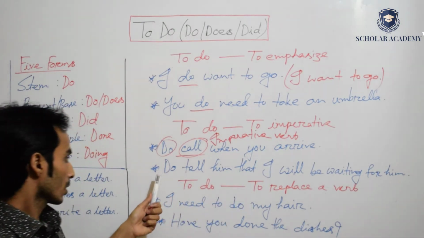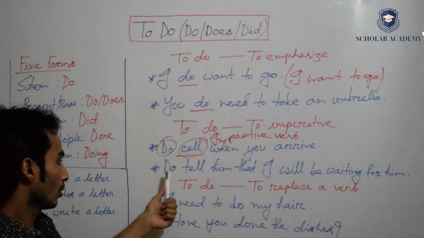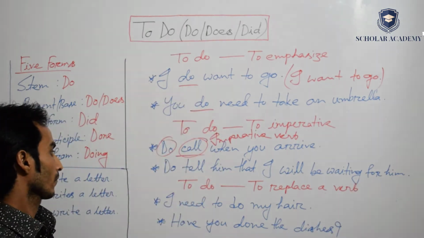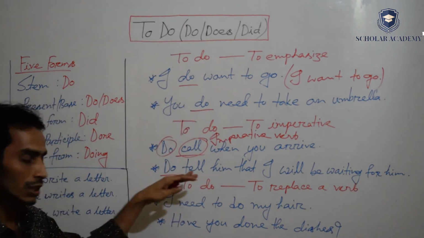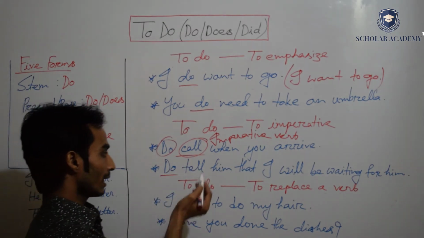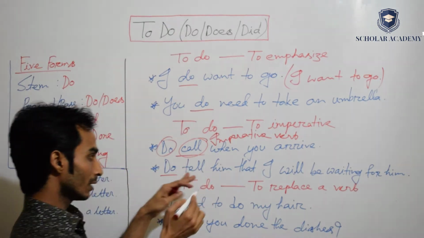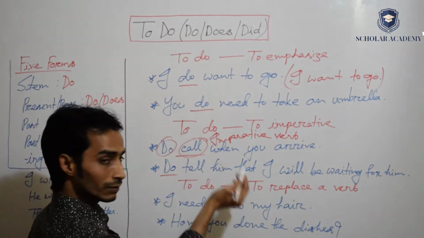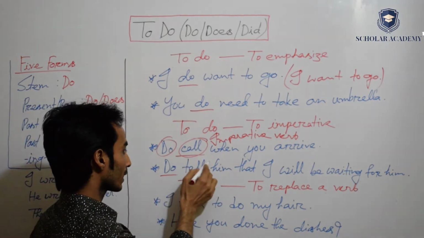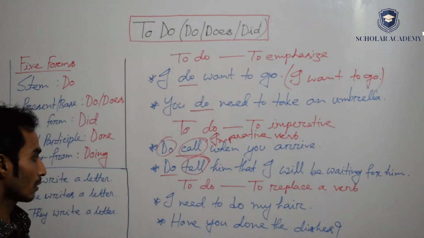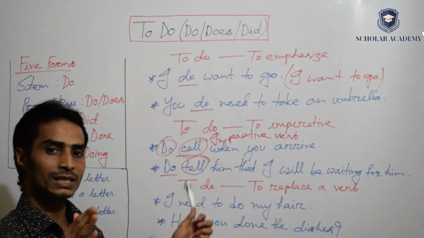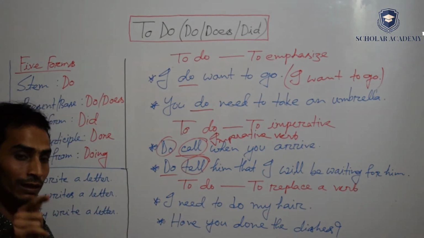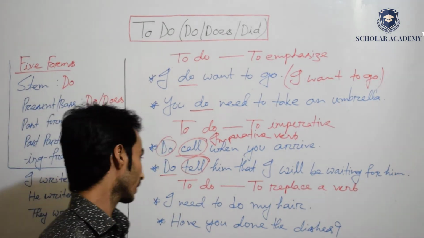So another example for you, do tell him that I will be waiting for him. Here do is also used to emphasize the imperative verb of that imperative sentence. The imperative verb of the imperative sentence is tell. So that means telling him something is very important. That's why we use do at the beginning of the sentence.